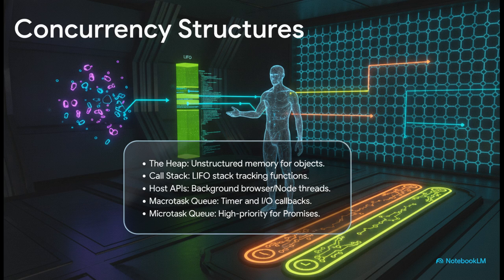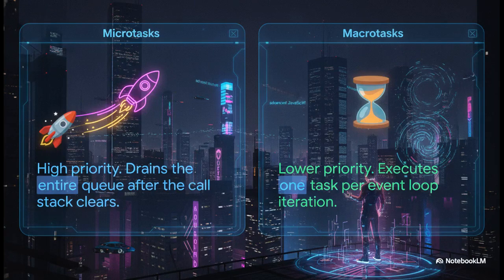Then we have host platform APIs. These are the background threads managed by your browser or Node.js. And finally, the two waiting rooms: the macro task queue for things like timers, and the micro task queue, which is a super high-priority VIP lane specifically for promises. So the crucial point is the strict priority difference between these two queues.